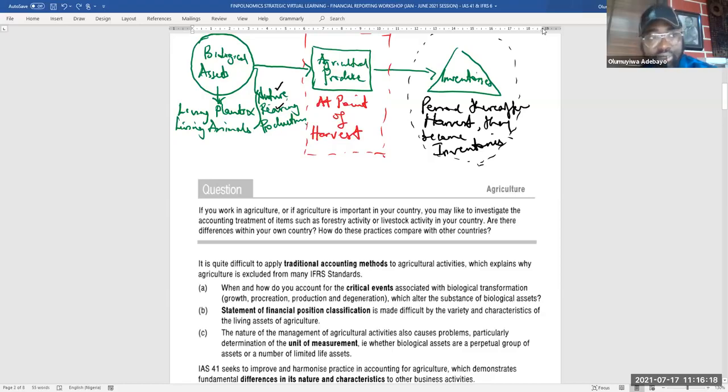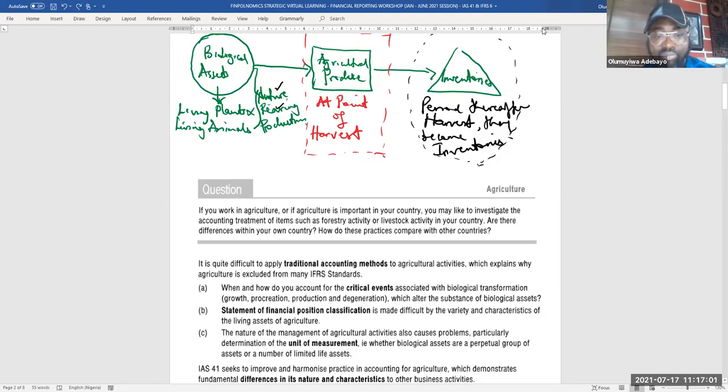Okay, I think we understand this terminology. Growth means that over time, it is nurtured to a point of maturity. Procreation means giving birth to new ones. Production means it is turned into agricultural produce. And degeneration more or less means that over time, as a result of procreation and production, like laying eggs, growth, and some other things, you start to lose value in terms of nutrition, size, weight, and some other things like that.